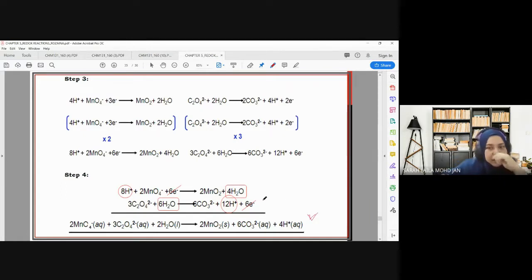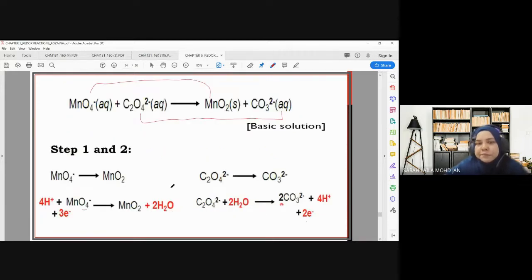Okay. Dalam contoh yang ni, contoh yang kita dah buat ni, kalau you tengok both equation, half equation tadi, kita ada tambah H2O dan juga H+. Okay, nampak? Ini example yang saya nak tunjuk sangat daripada tadi, tapi tak ada. Ini dah ada.